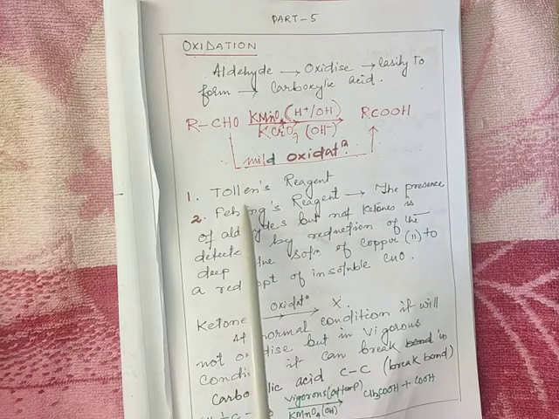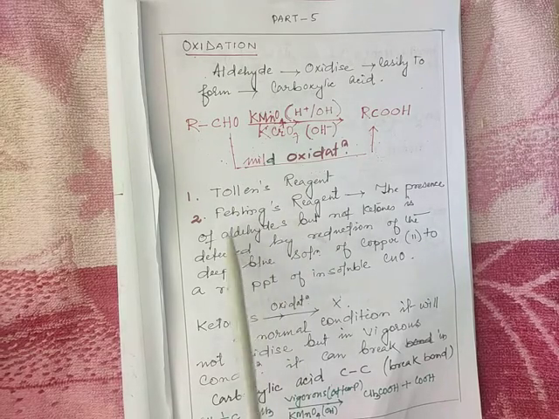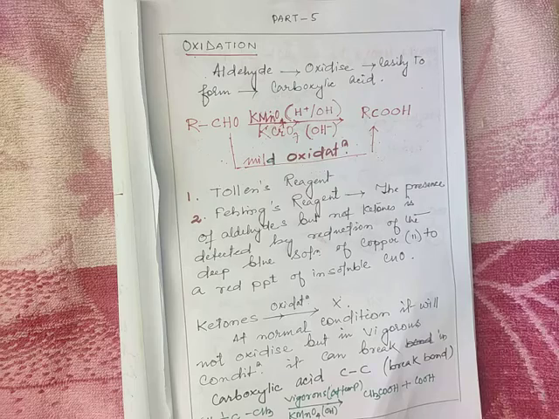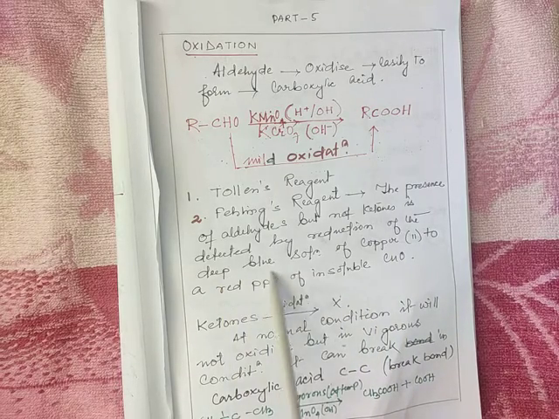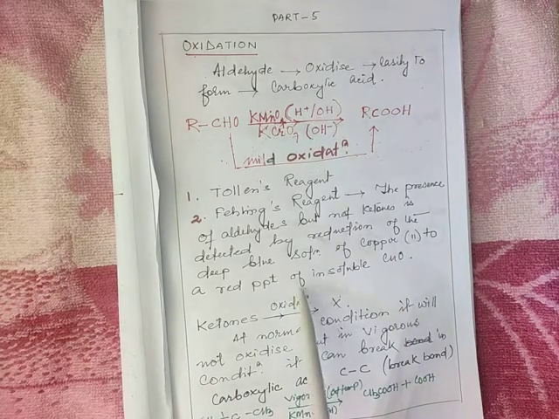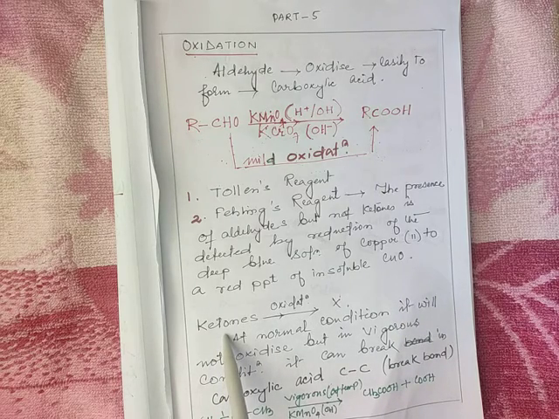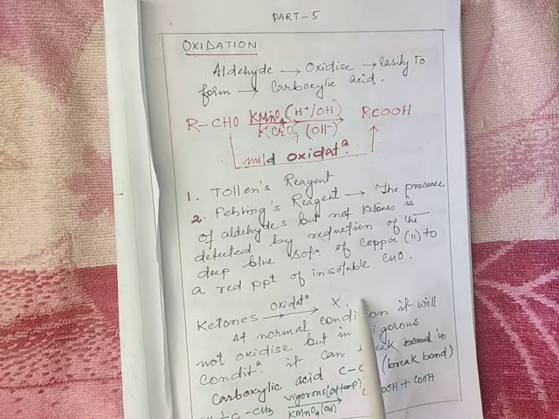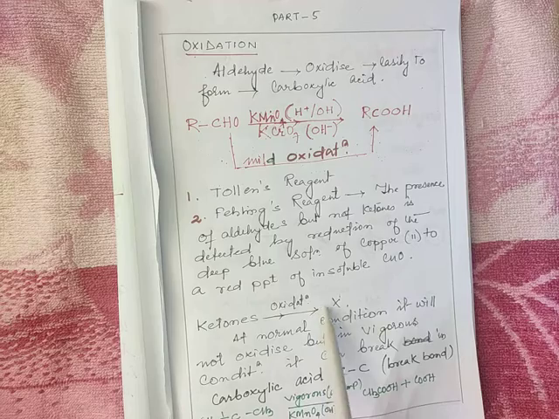Now here another two reagents are there, that is Tollens reagent and then Fehling's reagent. Fehling's reagent detects the presence of aldehyde but not ketone, by the reduction of the deep blue solution of copper to a red precipitate of insoluble copper oxide. If we are doing oxidation of a ketone, it will not form any product. So that means oxidation with Fehling's reagent does not occur for ketones.